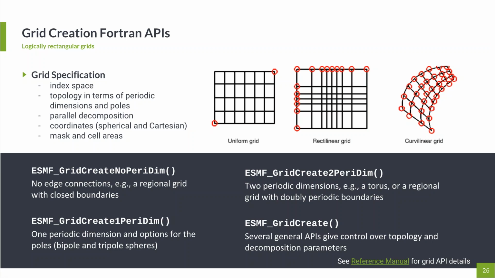When you're defining a grid using the Fortran API, we provide a number of convenience APIs depending on what kind of grid you're trying to create. So I've provided some of them at the bottom. So if you have, for example, a periodic dimension, we will preset up the connectivity for you using this grid create one peri-dim option. And so you really would need to look, depending on the kind of grid you need to create and what options you want to support. If you look at the reference manual, you'll see a large number of ESMF grid create options there.